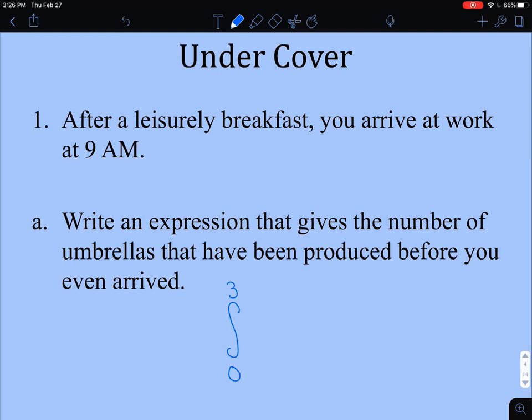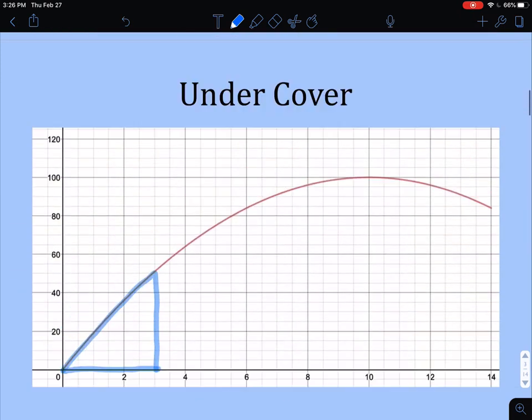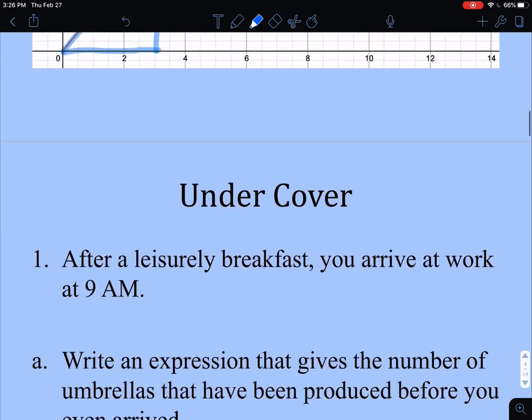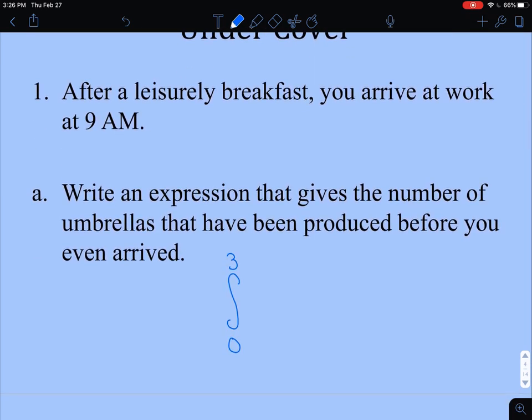And then I need to include the function. Well, the function was G of T equals 20T minus T squared. So 20T minus T squared. And then since my variable is T, it's going to be dt.